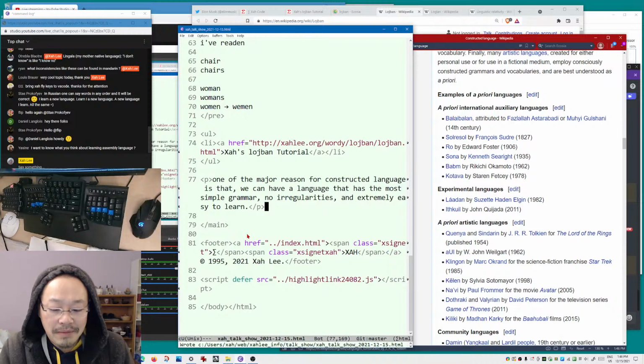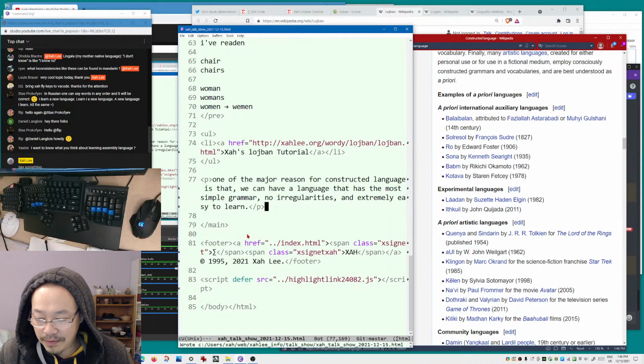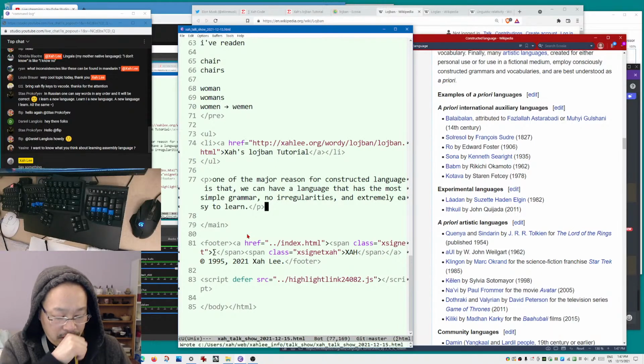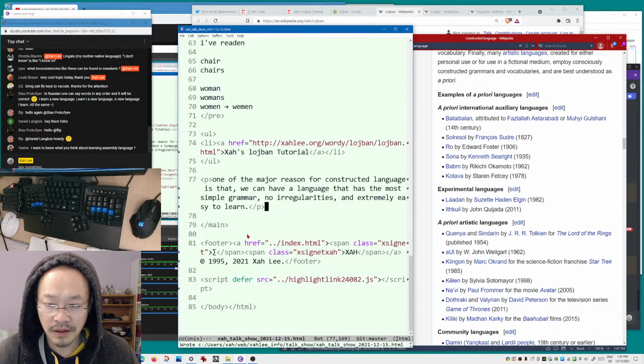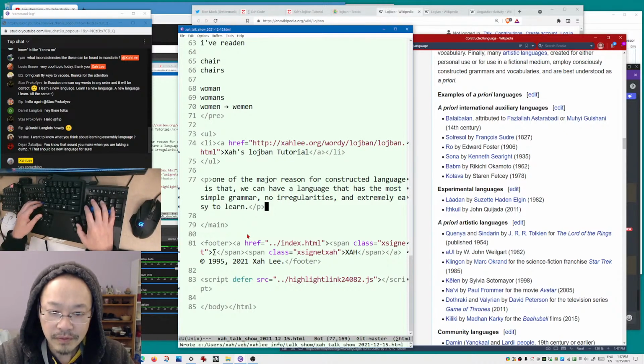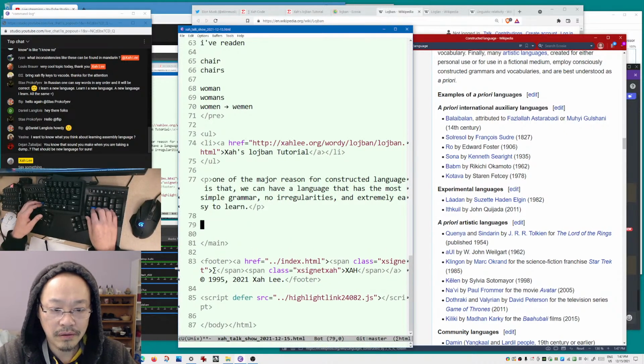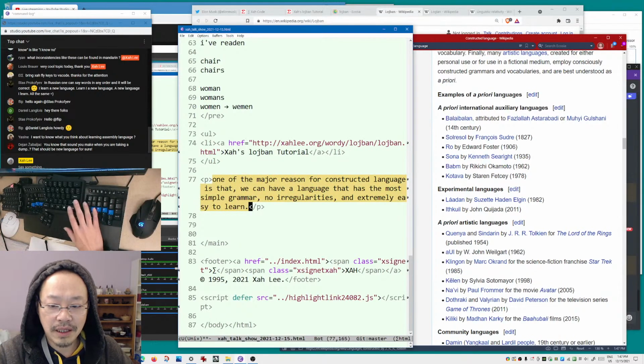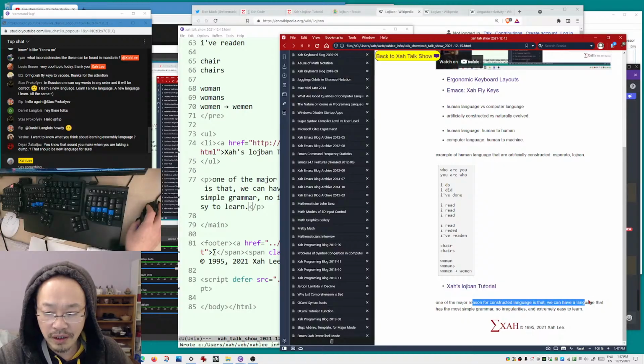Okay, so I mentioned one of the reasons. One of the primary original reasons constructed languages are created is so that you can have a language that's easy to learn, with simple grammar. It should potentially increase the efficiency of communication. Those are good advantages. Okay. So that's what we're saying. So this is the focus of our topic.